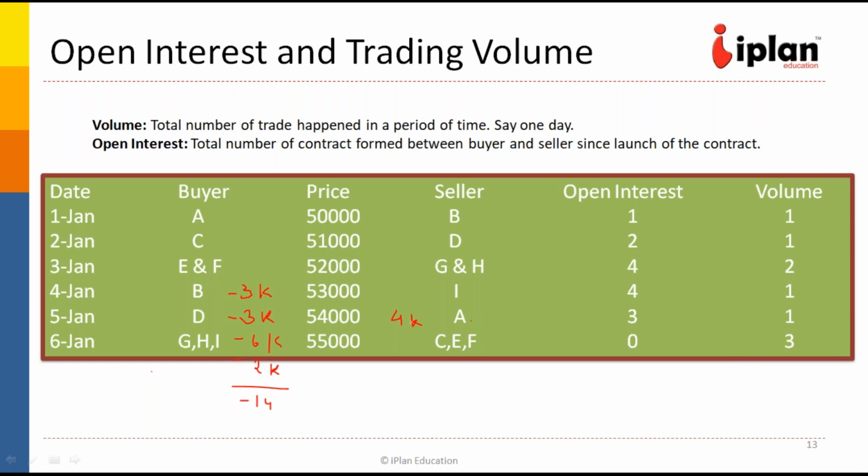Now look at A. A made 4,000 profit. Why? He purchased at 50,000 and sold at 54,000. So this guy got 4,000. C got 4,000, from 51 to 55. And E and F, these guys purchased at 52,000 and the price went to 55. So both together make 6,000, 3,000 each. So this comes to around 14,000. So all the buyers made profit because the price increased.